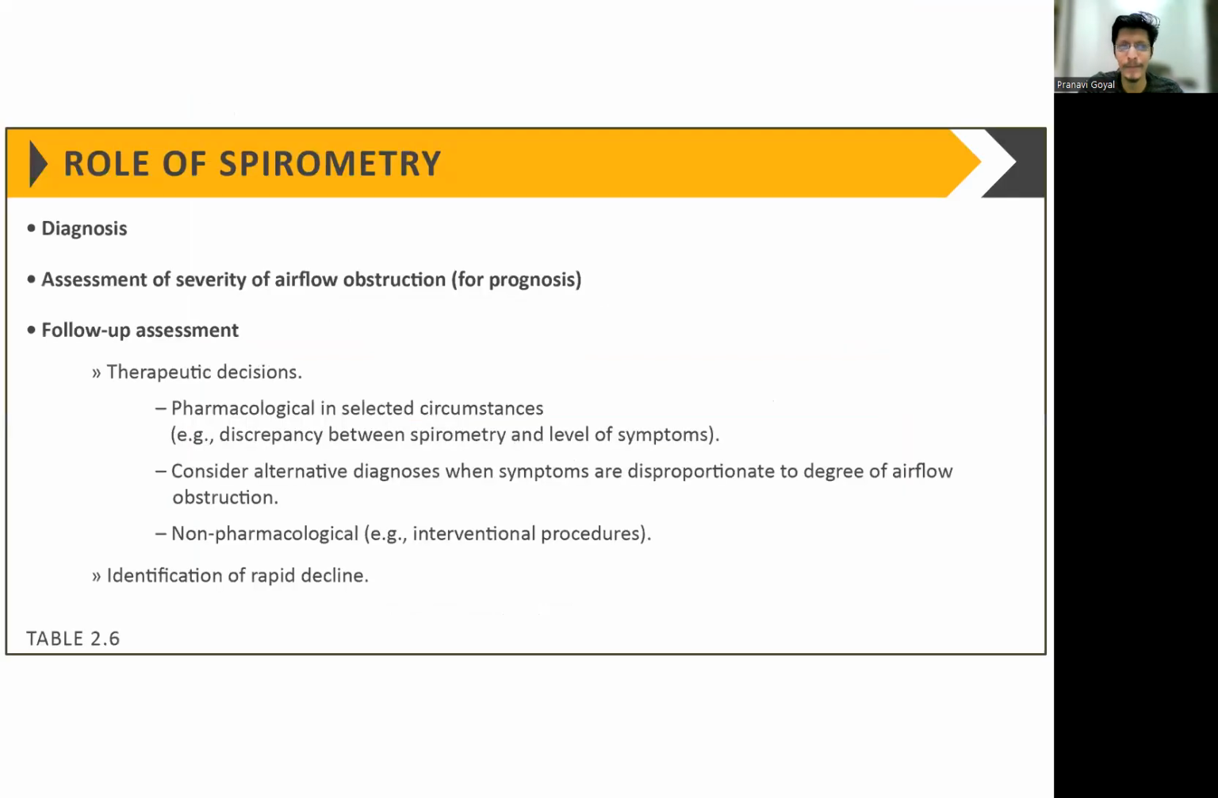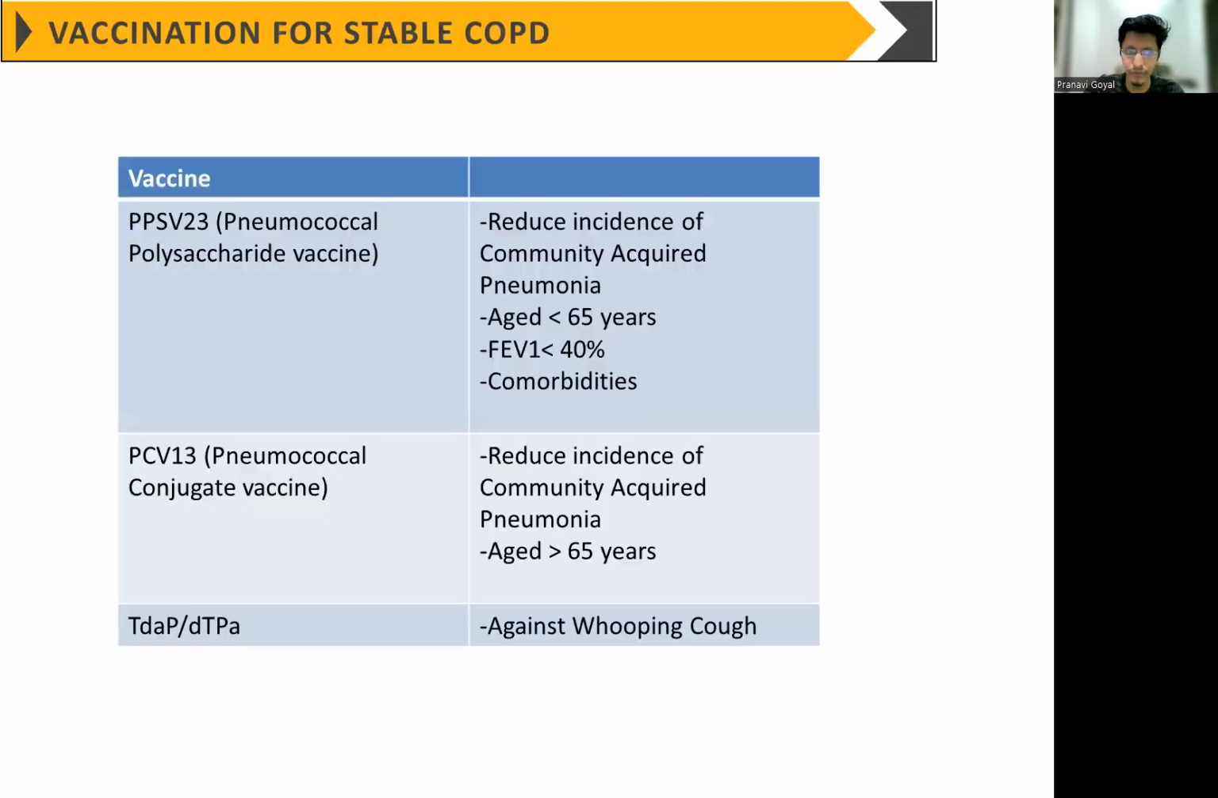Diffuse panbronchiolitis will be in a male non-smoker, predominantly of Asian descent, almost always with chronic sinusitis, and HRCT will show nodular opacity. The role of spirometry is not just in the diagnosis, it is also in the prognosis and in change of treatment, whether you need an alternative treatment or have to go for interventional strategies in the treatment of COPD. Now, vaccines are very important.